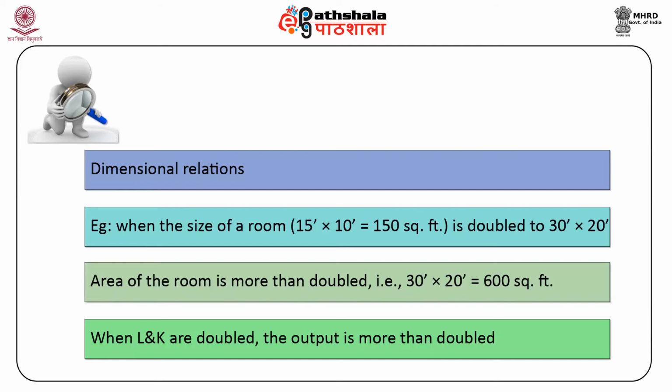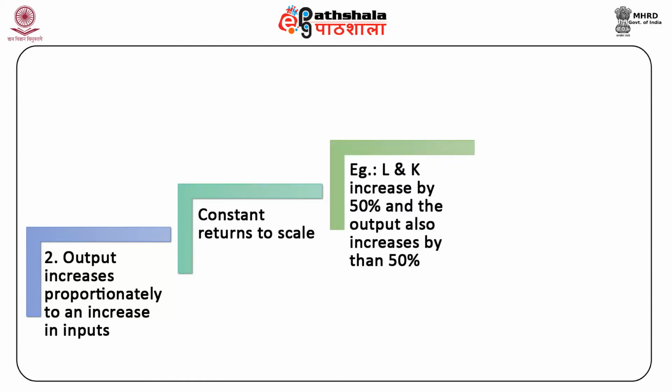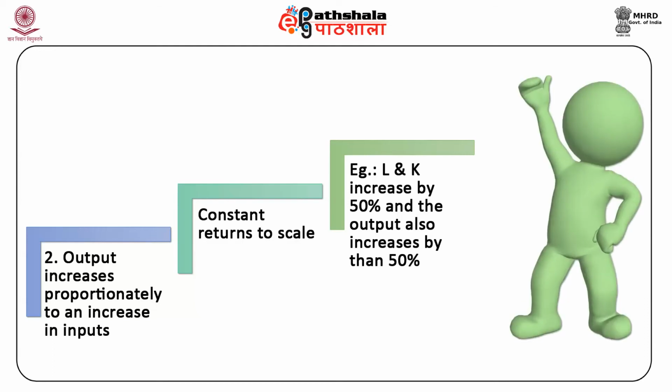Second, when output increases proportionately to an increase in inputs, then it is known as constant returns to scale. For example, if labor and capital both increase by 50% and correspondingly the output also increases by 50%, then it is known as constant returns to scale.